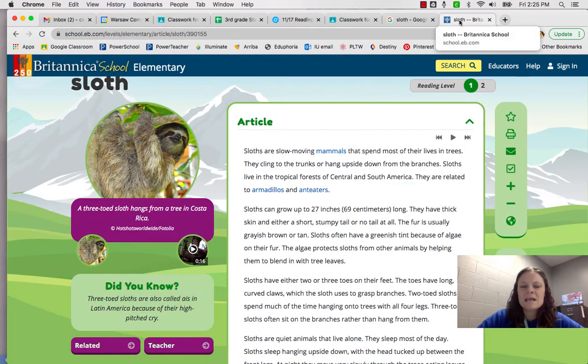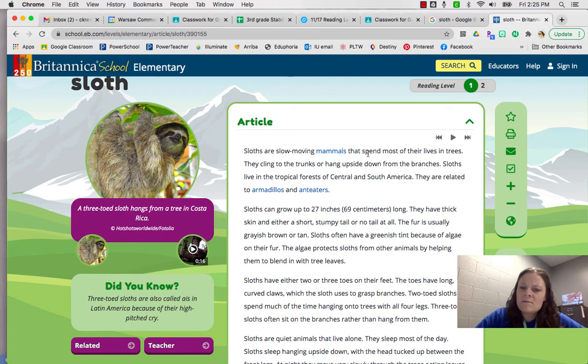Let me close that out. Here I went to Britannica School, the elementary version. It says sloths are slow-moving mammals that spend most of their lives in trees. They cling to the trunks or hang upside down from the branches. Sloths live in the tropical forests of Central and South America. They are related to armadillos and anteaters. I read it here. It was in my book. This is an accurate and reliable source, and I can trust it.